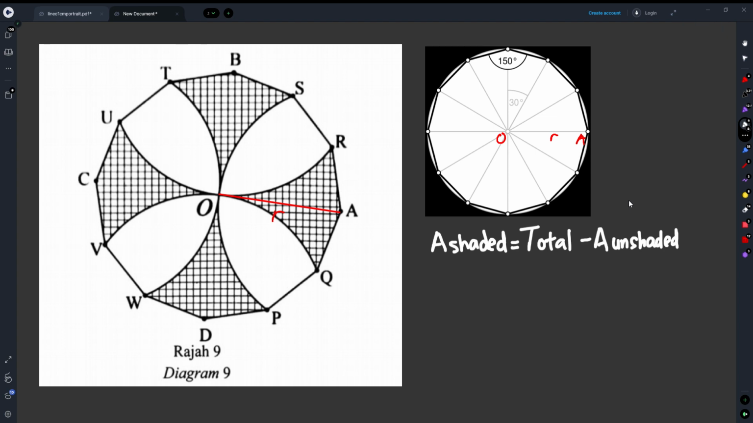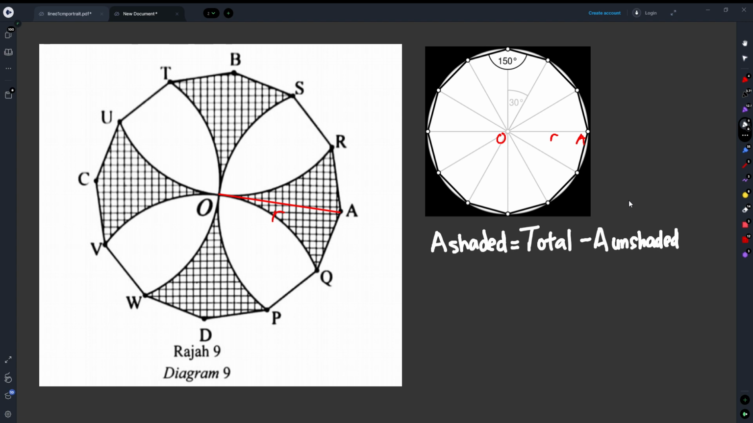There are many ways to find the area of the shaded region in this diagram, but the easiest way is to find the total area first and then minus the unshaded area. You will automatically get the area of the shaded region. So this is what I'm going to be doing for this question.